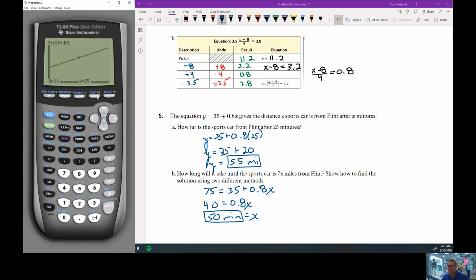We can use the trace function on the calculator and figure out, okay, 25 minutes, that's 55 miles. And then we can just use the buttons to go to, okay, when is it 75 miles away? And I can just press to the right until I get to 75. I'm at 63, 64, 65, up through 74. That's really close to 75 right in there. So remember, we got 50, type 50. There it is, 75 miles away.